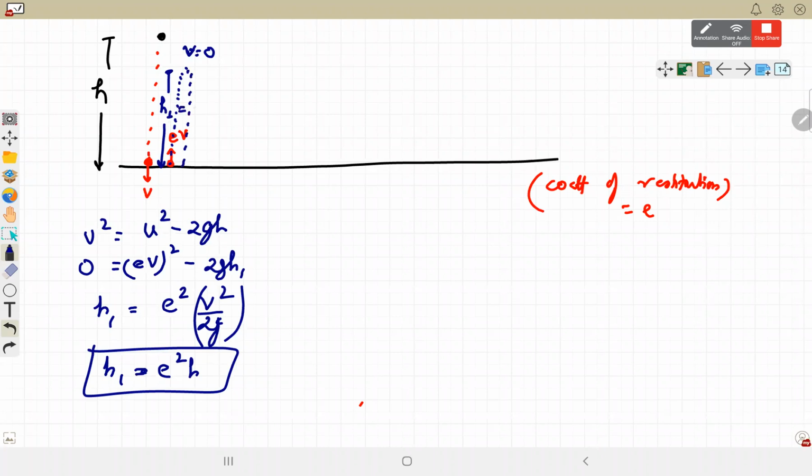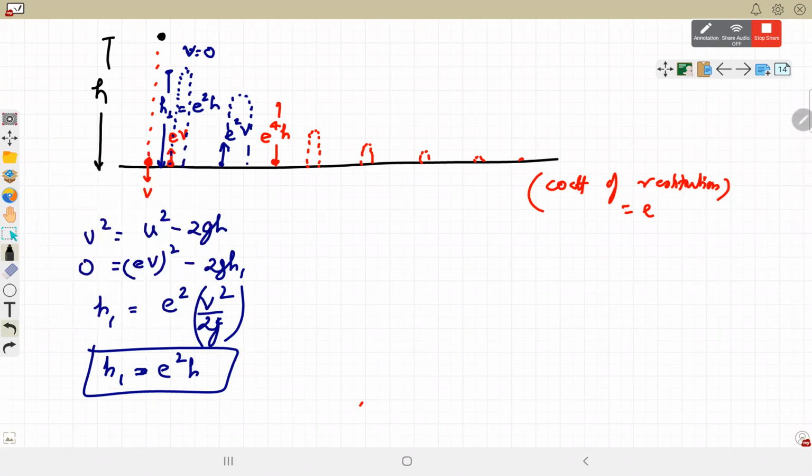Again, it will come back. Then the next time it goes up, it becomes E square V and the height becomes E to the power 4 times H. So after every collision, the speed with which it bounces back becomes E times and the height becomes E square times. It will come back to the same point, exactly the same height. Just for reference, I have drawn it at different places.